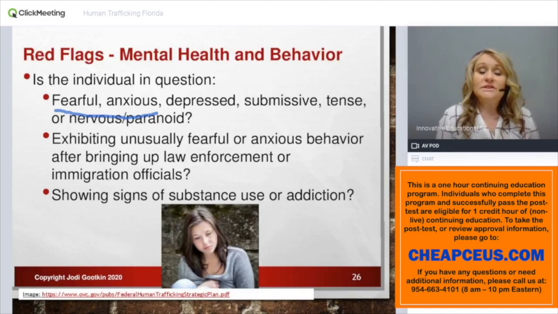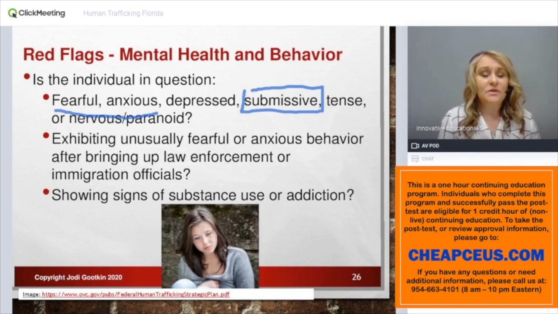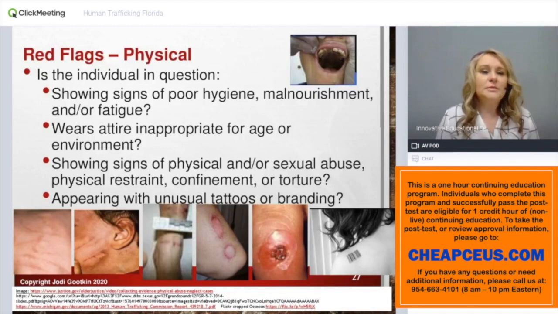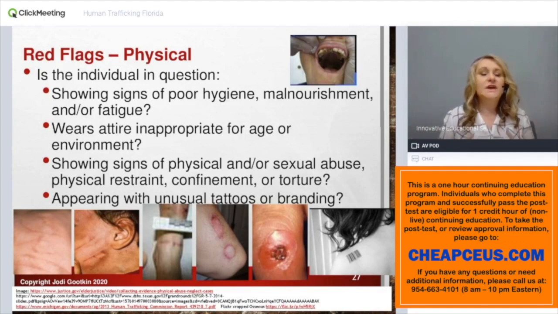On the other side, the individual may be much more submissive. Maybe if their trafficker is present, they're just giving one-word, very short answers. They're not being very specific with things. As we look at potential physical red flags, this is an area where, as healthcare providers, we're examining our patients, and we should always be looking holistically at every area of their body, not just staying focused on the leg that we're treating. We should be aware of the whole person.